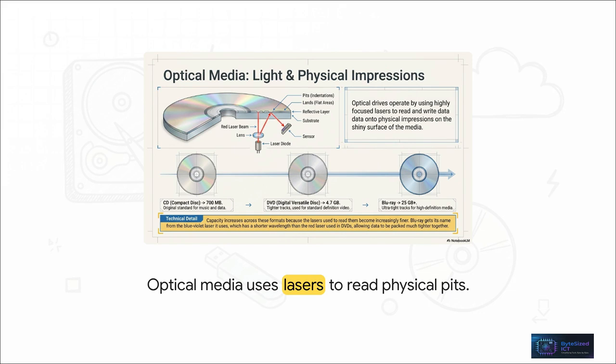Instead of using magnets or flash circuits, optical drives use highly focused lasers. These lasers reflect off the shiny surface of the disk to read microscopic physical indentations, which are called pits, and flat areas called lands.